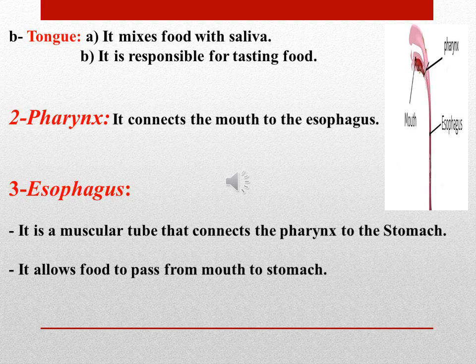Second, pharynx. It connects the mouth with the esophagus. Third, esophagus. It is a muscular tube which is made up of muscles. It's a very strong tube that connects the pharynx with the stomach. It allows the food to pass from the mouth to the stomach.